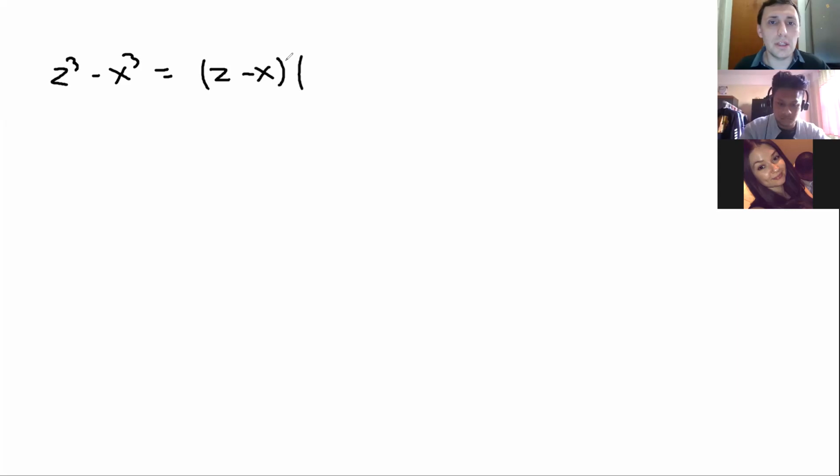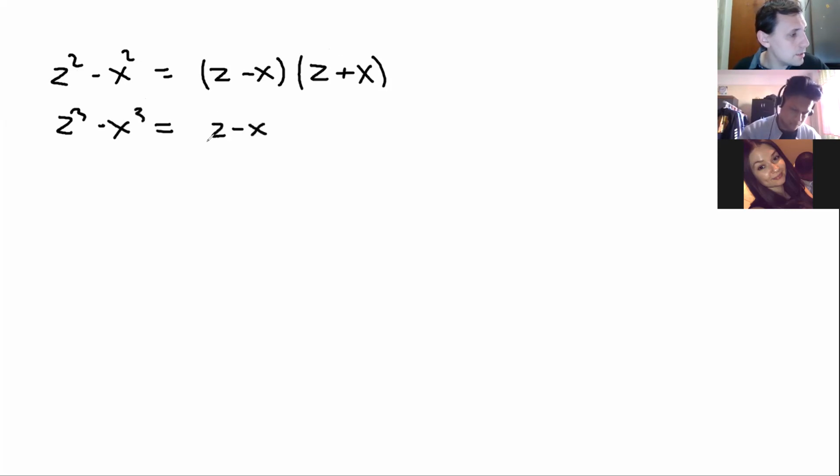Let's even begin with x squared. If it's x squared, look what really is happening. Z squared minus x squared. So it's z minus x, and then z has 1 power. It only has 1 power to give to x, so it's z plus x. Now, if it's z cubed minus x cubed, this is z minus x.